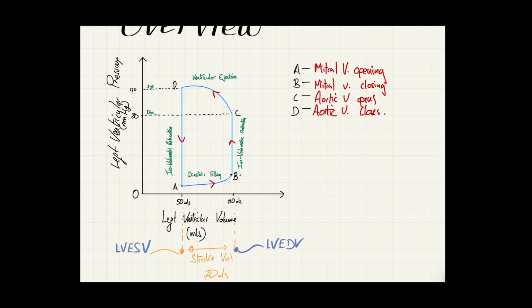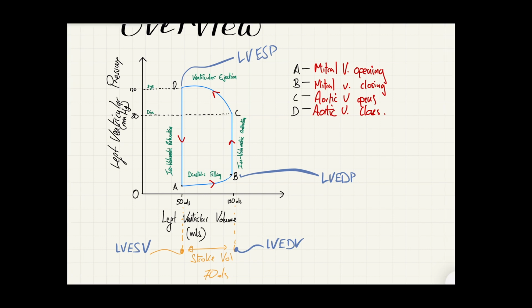B as a point also represents left ventricular end diastolic pressure. D represents left ventricular end systolic pressure. Many acronyms, but you can always work them out based on RV, LV, P at the end, V at the end, etc. So if you can draw all that out in an exam and point out everything that we've talked about here, you're probably making good progress.